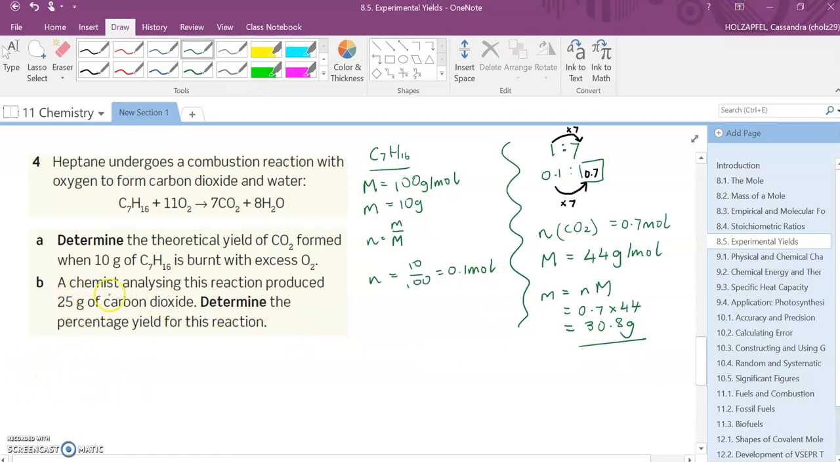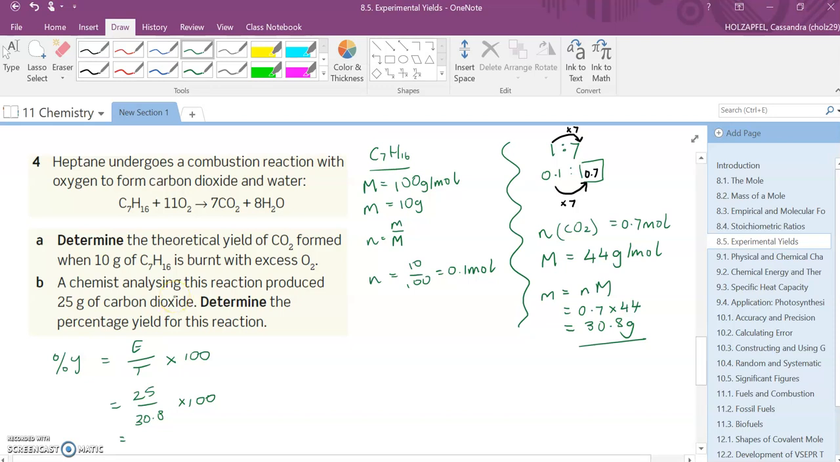The chemists that analysed this reaction produced 25 grams. So let's go ahead and do the percent yield. The percent yield is equal to our experimental yield divided by the theoretical yield times 100 to make a percentage. So we had 25 grams of product out of a predicted 30.8, times 100. Quickly chuck that in my calculator, 25 divided by 30.8, and then times 100 to make it a percentage.